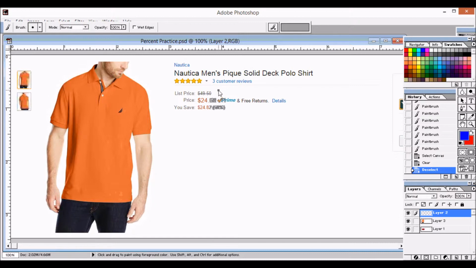But anyway, I wanted to talk about this list price here of $49.50 and just talk about how did they get this sales price here of $24.68? Is it really this 50% discount? And what are some other ways that we can handle discounts?